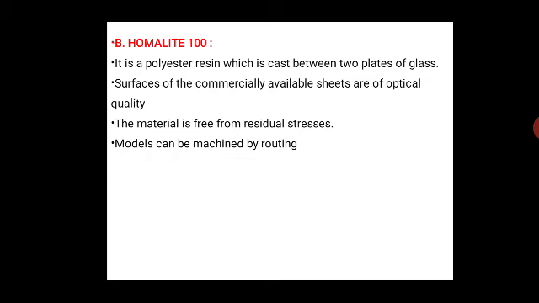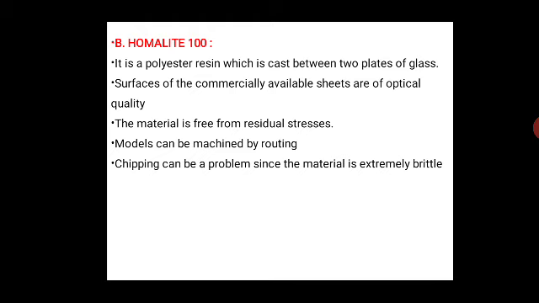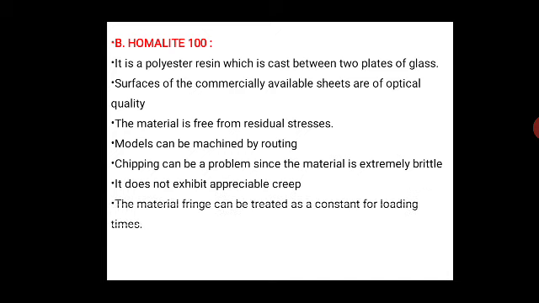However, since the material is extremely brittle, edge chipping is a difficulty in machining operations. Homolite 100 does not exhibit appreciable creep. Therefore, the material fringe value can be treated as constant for loading times in excess of 5 to 10 minutes. Because moisture absorption is very slow in this material, time edge effects do not become apparent for several days, even under very humid test conditions.